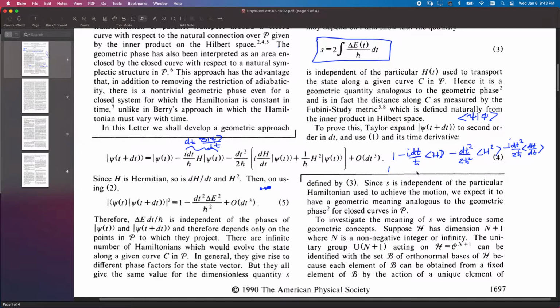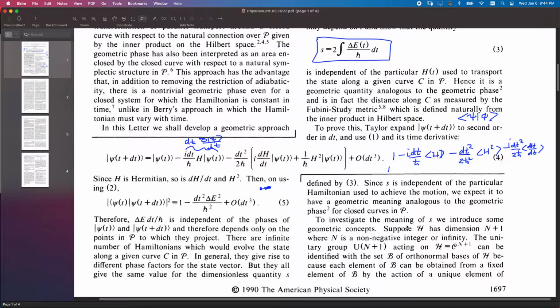Since S is independent of the particular Hamiltonian used to achieve motion, we expect it to have a geometric meaning analogous to the geometric phase for closed curves in the Hilbert space, P. All right. I think nothing too tricky yet.